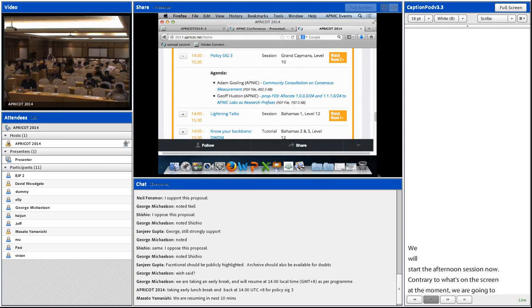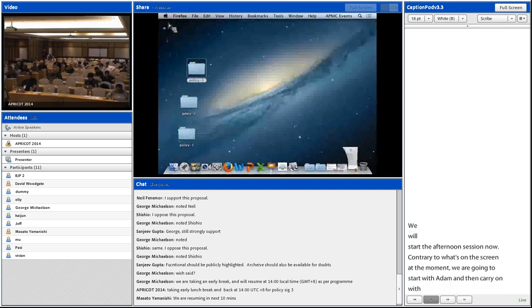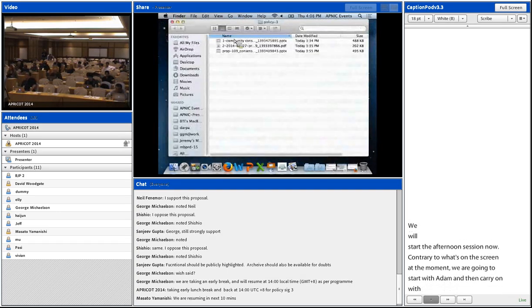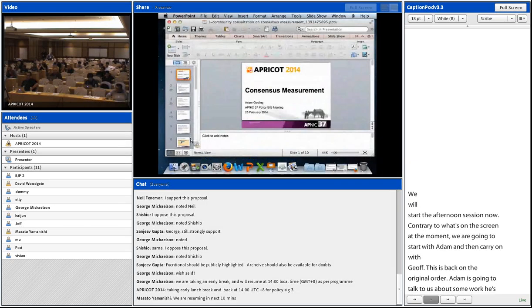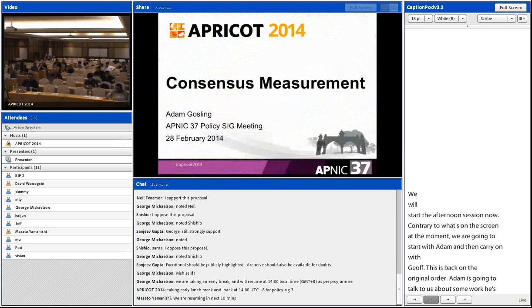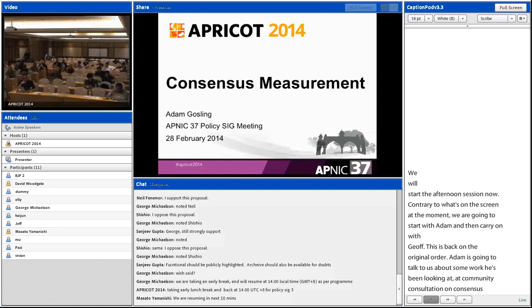So Adam's going to talk to us about some work that he's been looking at on community consultation on consensus measurement. We've addressed this before, or attempted to address this before, and so Adam's going to give us some background and see if we get some thoughts and ideas from you.